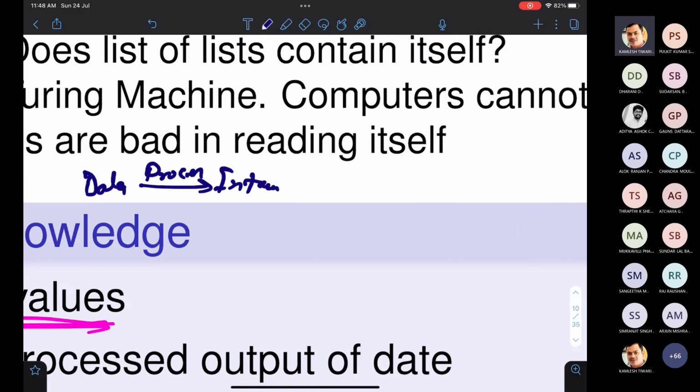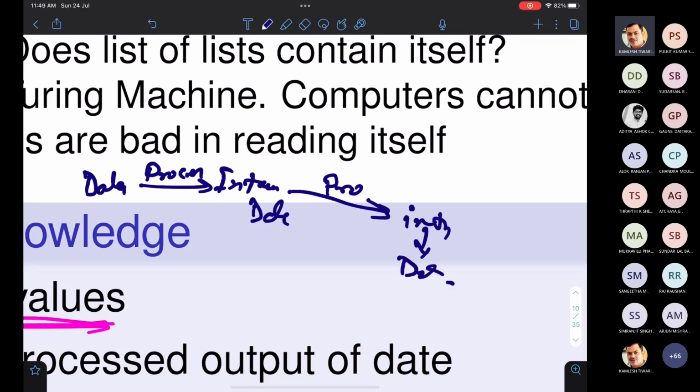I told you that this information, if you store it, becomes data, and you again apply processing, you get information. You store it, it becomes data. Again apply processing, you get what? Information. Then what is knowledge? Where is the knowledge? Let me tell you what the knowledge is.